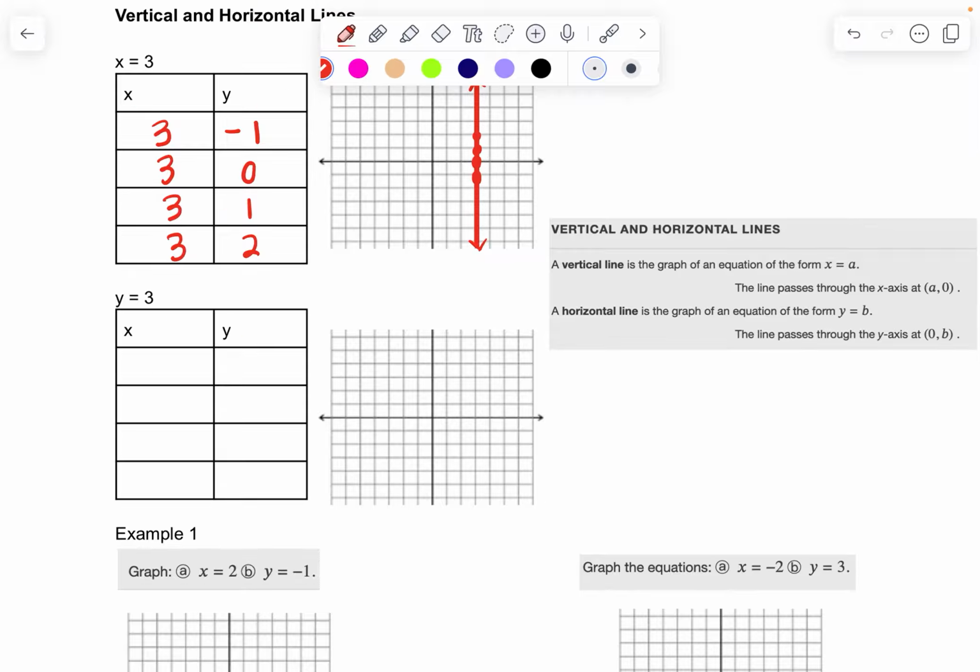If we have y equals 3, I'm going to use -1, 0, 1, and 2 for my x values. It doesn't matter what they are, y is always going to be 3. So -1, 3, 0, 3, 1, 3, 2, 3. Regardless, you can see they make a horizontal line that goes through y equals 3.